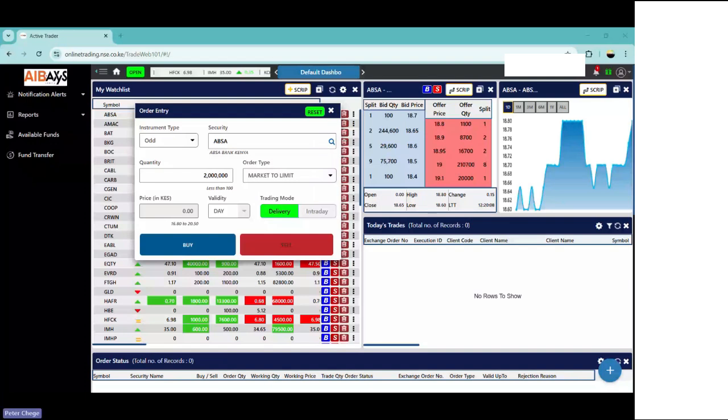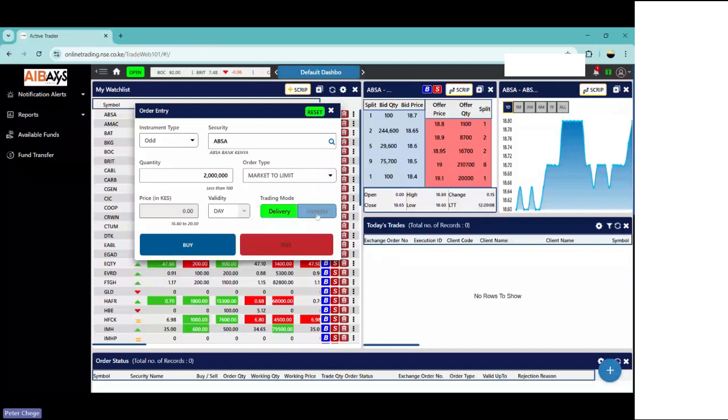Let's continue. Then we have intraday. So delivery, I hope you have understood. Buy side is tied to T+3. That's the one I want you to understand. Buy side T+3. Now we come to intraday.